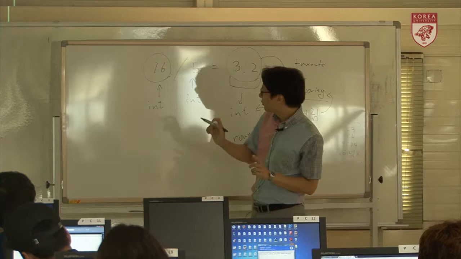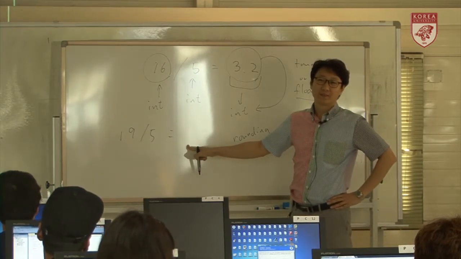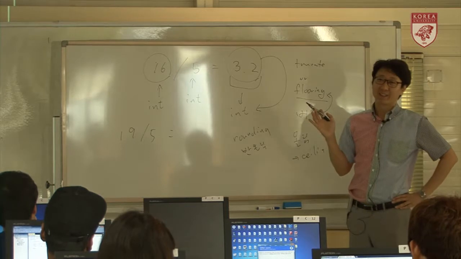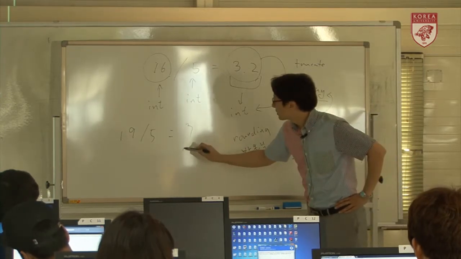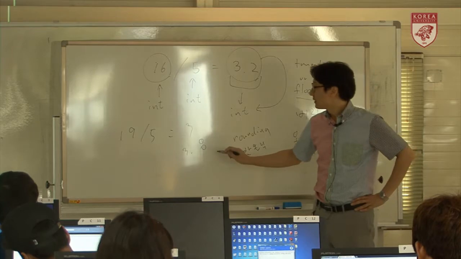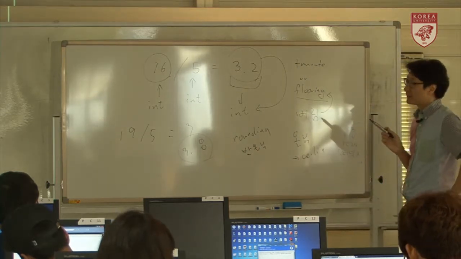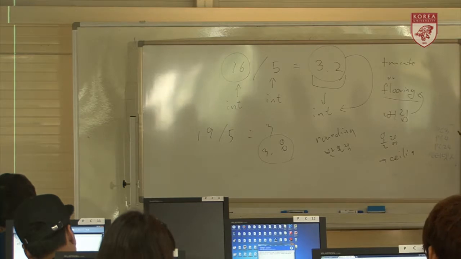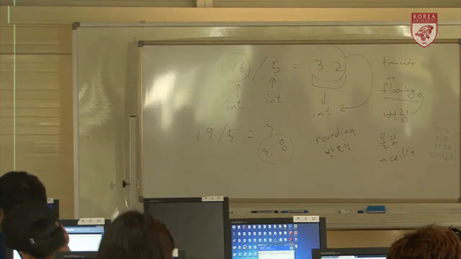So what is 19 divided by 5 in C? Arithmetically it should be 3.8. However, in C, this is truncated to 3. So the answer is 3 in C. So A divided by B is 3.